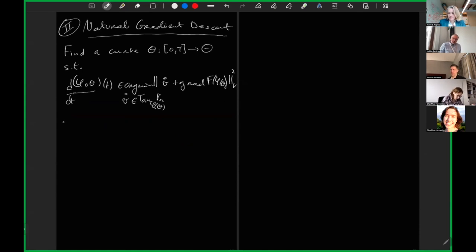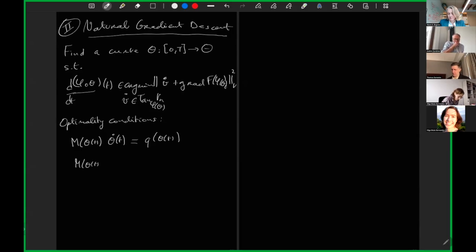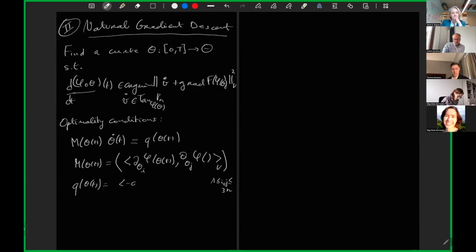The necessary conditions, the optimality conditions of this, if we do the computation, in fact, we are going to end up with an ODE in the parameters theta that we are searching, M of theta t times theta dot equals a vector q of theta t, where M of theta t is the matrix of scalar products of the partial derivatives of the phi i evaluated at theta t and the partial theta j of phi. And this goes from 1 to 3n parameters that I have, okay? And so this is a vector, Q of theta t. It's going to be a right-hand side, which is going to involve our gradient.